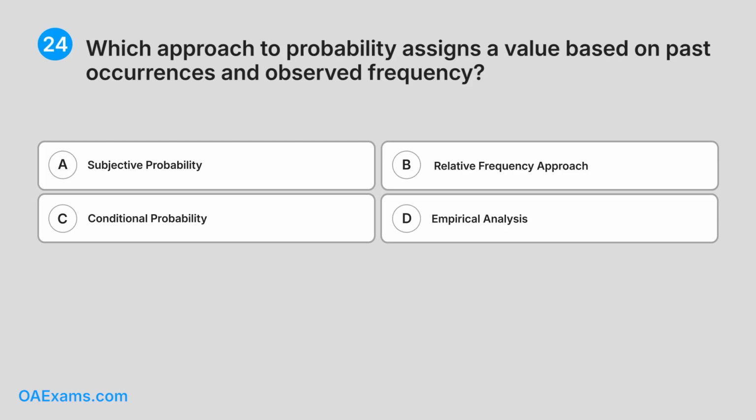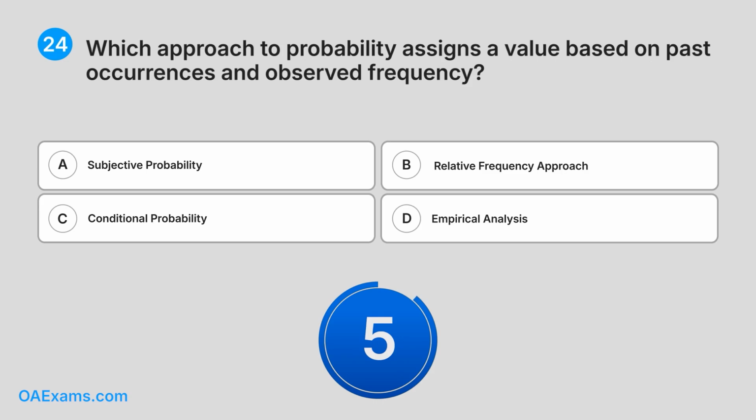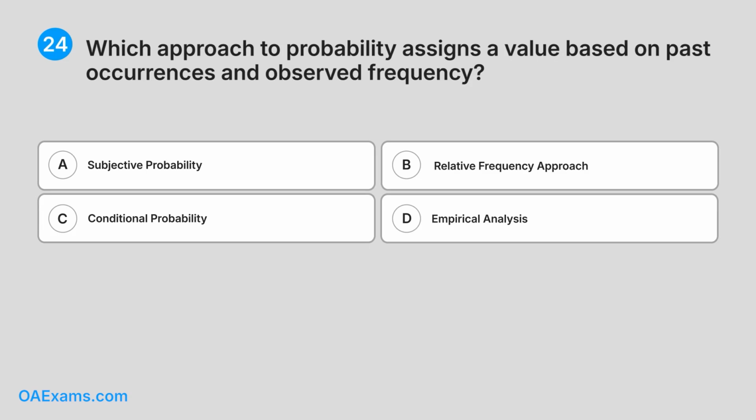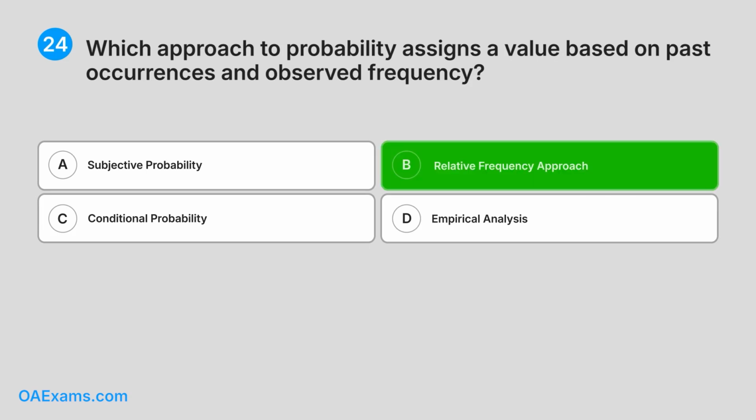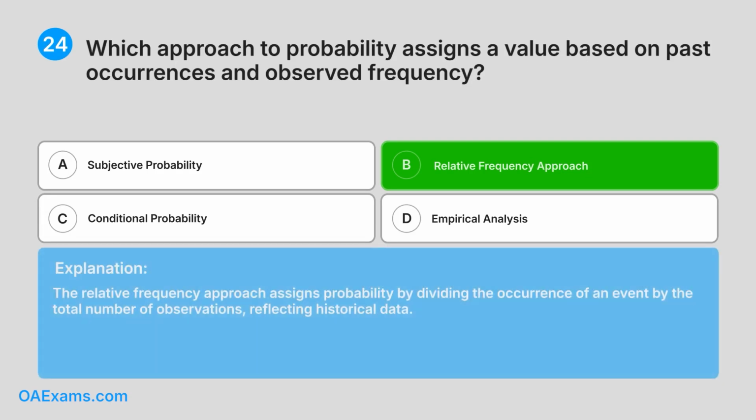24. Which approach to probability assigns a value based on past occurrences and observed frequency? A. Subjective probability. B. Relative frequency approach. C. Conditional probability. D. Empirical analysis. What do you think is the answer? Correct answer: B. Relative frequency approach. Explanation: the relative frequency approach assigns probability by dividing the occurrence of an event by the total number of observations, reflecting historical data.